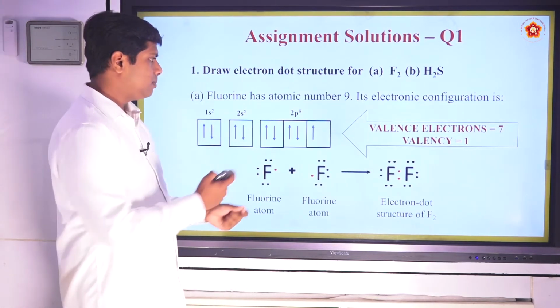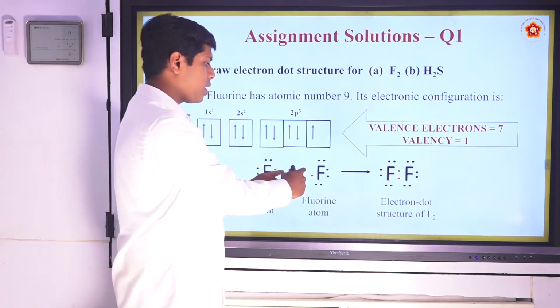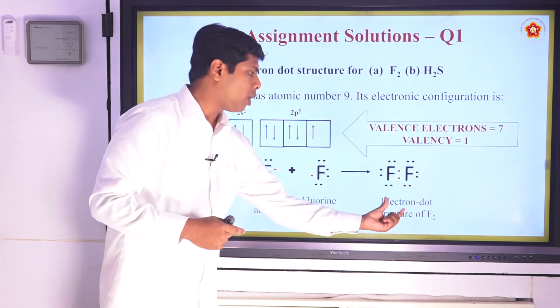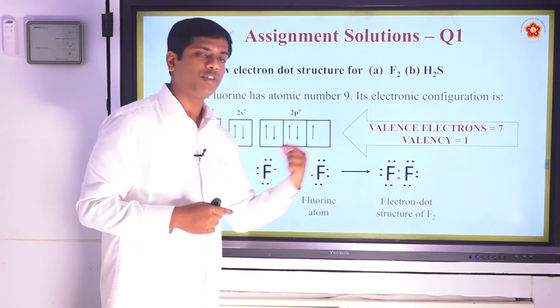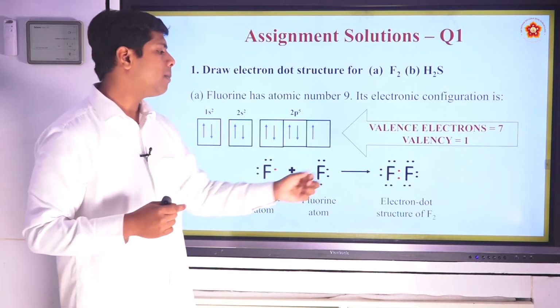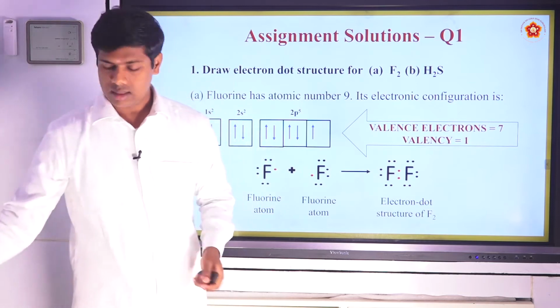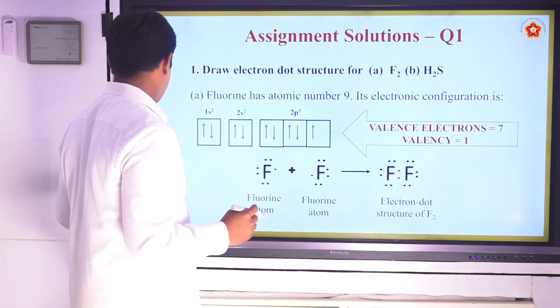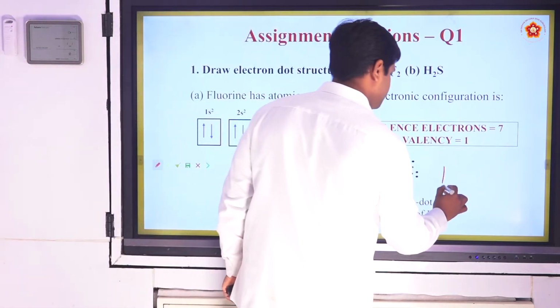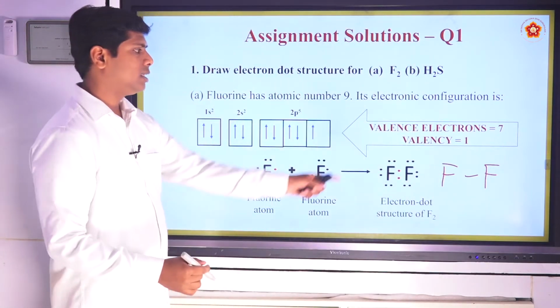Now, fluorine atom, how many? 7. These two share one electron together to form a bond, that is a covalent bond, to form the F2 molecule. Each fluorine atom shares one electron to form a single covalent bond, that is the F2 molecule. This can also be written like this. This is the structure.